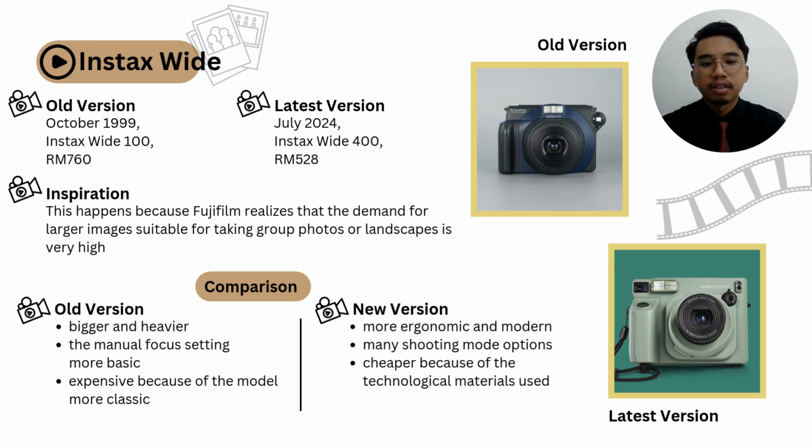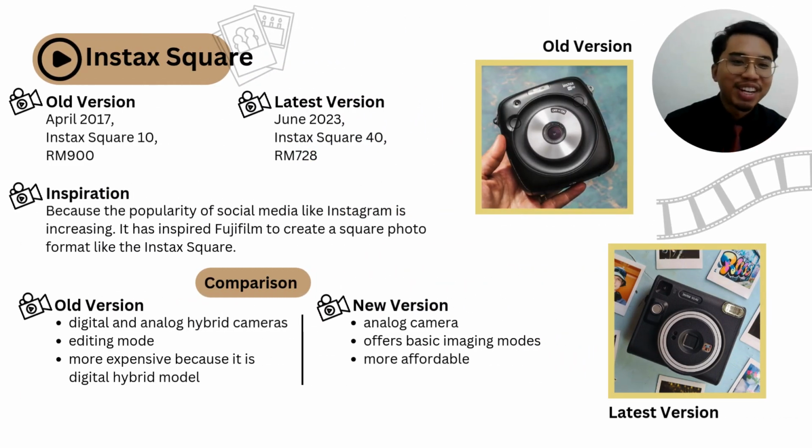So let's go to the last part. Yes, finally we have arrived at the last slide of my part. So if you can see, this is the Instax Square, the last type of Instax camera. So we can go to the old version.